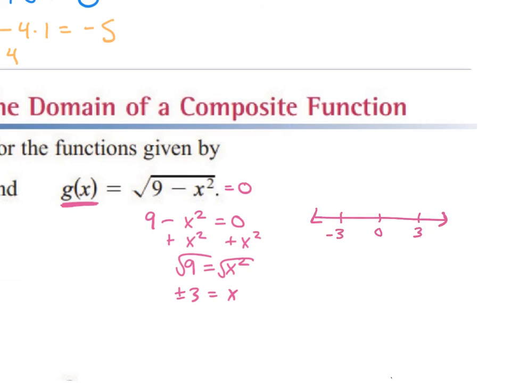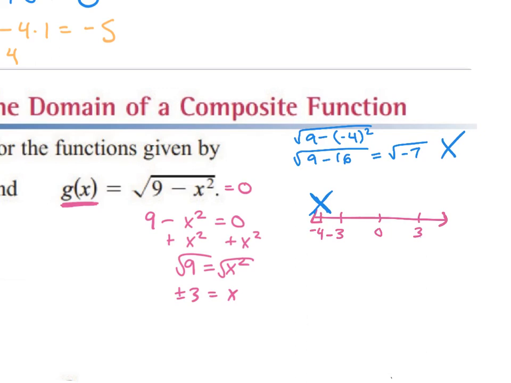Now to find out where our domain is here, it's either going to be inside our key numbers or outside our key numbers, so we need to test both. So first thing, we can plug in a number outside, so let's plug in negative 4. If we plug in negative 4 here, this would be the square root of 9 minus negative 4 squared, which would be 9 minus 16, and we would get the square root of negative 7. We can't have the square root of a negative, so this does not work. So outside of our negative 3 does not work.